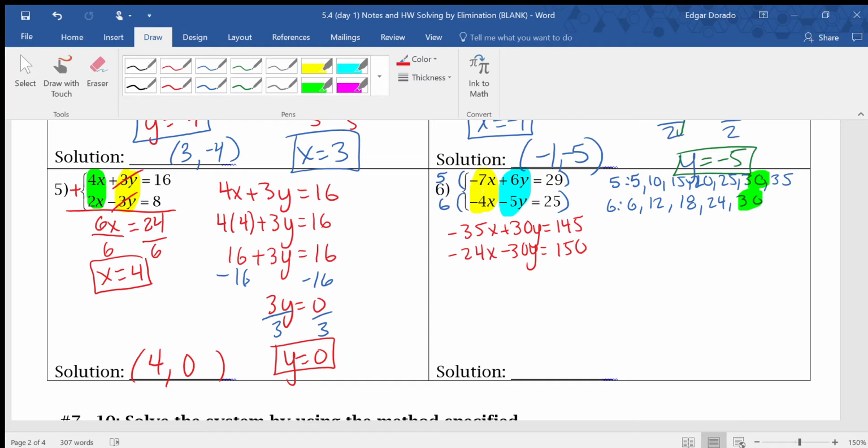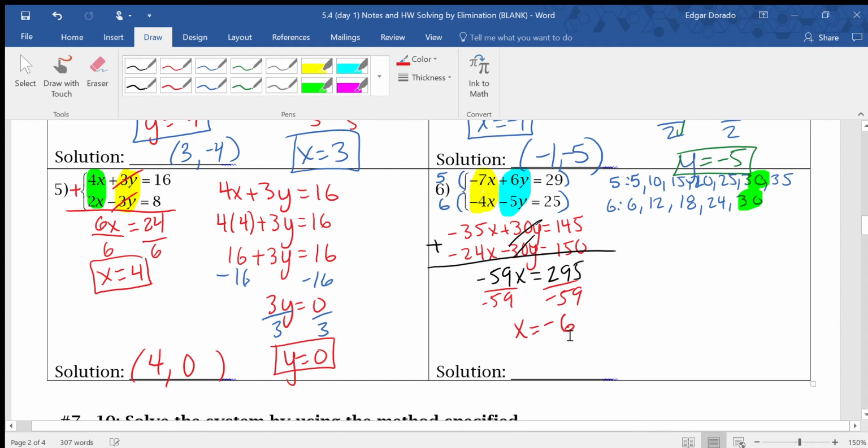Okay, let's add that all up. These eliminate, so I get a negative 59x equals a positive 295. All right, and if I am not mistaken, you can divide both of those by negative 59 to get x equals a negative, whoops, I'm sorry, not a negative 6. I believe that is a negative 5. If I could erase that.